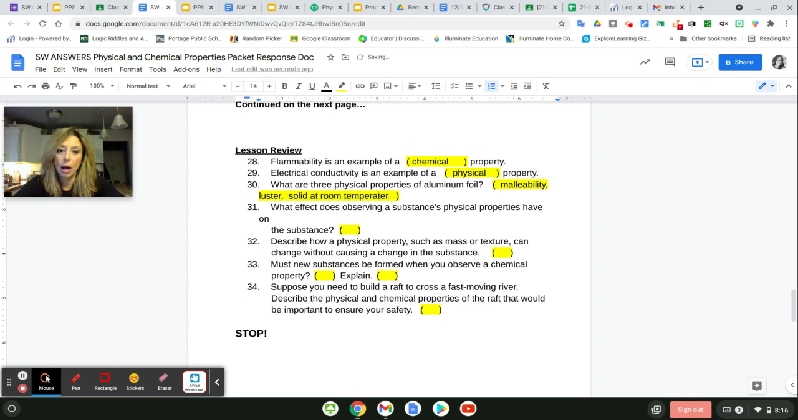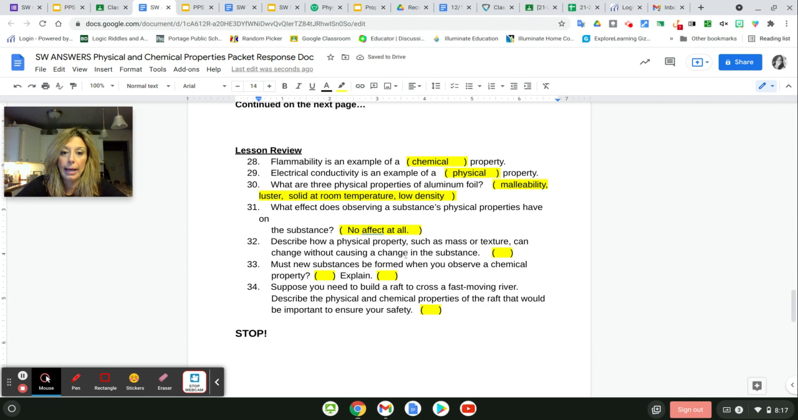All right, and maybe you had some other physical properties of aluminum foil. Okay, we know it's not magnetic. It has a low density. We do know that. All right, what effect does observing a substance's physical properties have on the substance? No effect at all. Okay? It doesn't change the substance into something new.